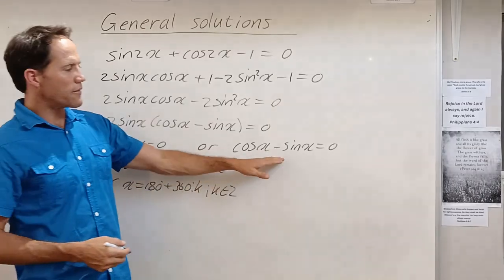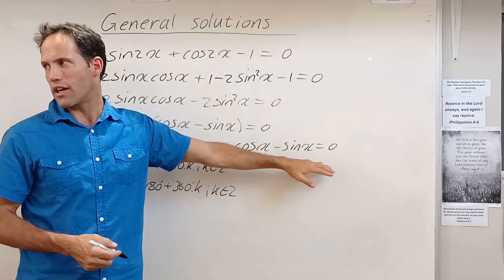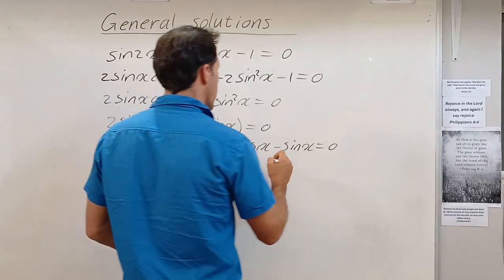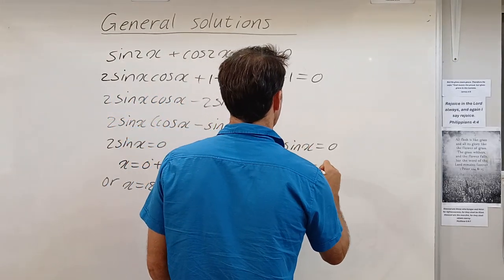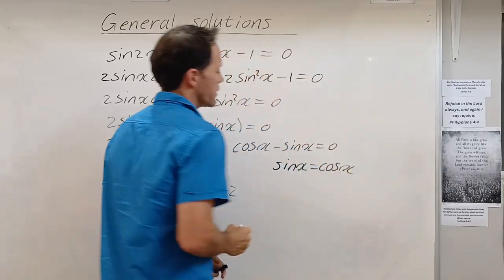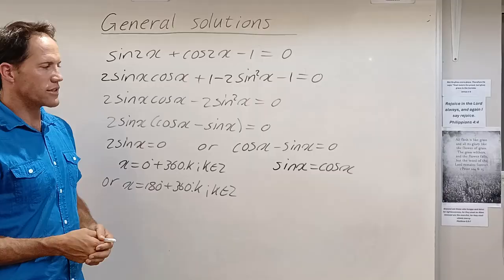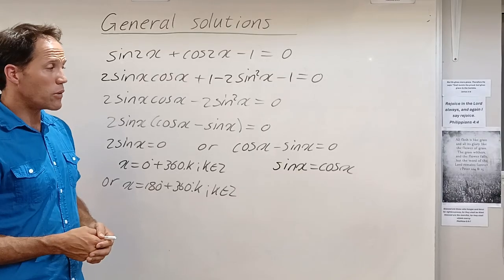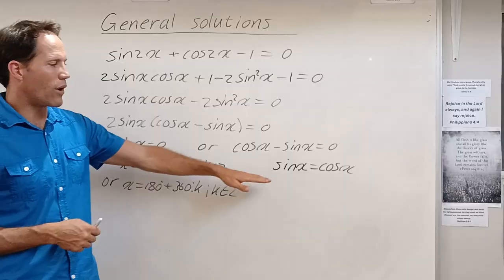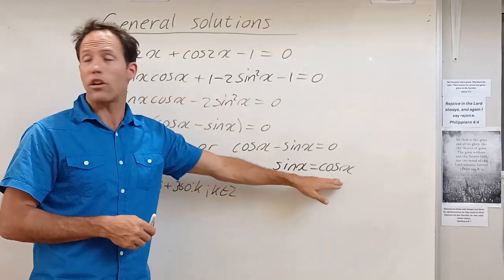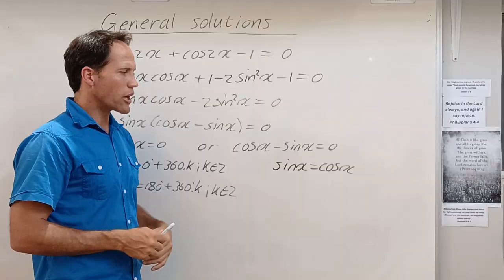Now for this one, you can take the sine x over, the negative sign becomes positive sine x. When you swap the signs, or you can just leave it this side, doesn't matter. Either way, you're going to get to sine x equal to cos x. And then what you do is you divide both sides by cos x. So with one like this, when you get sine x equal to cos x, you can say, okay, well, what now? Just divide by cos x.